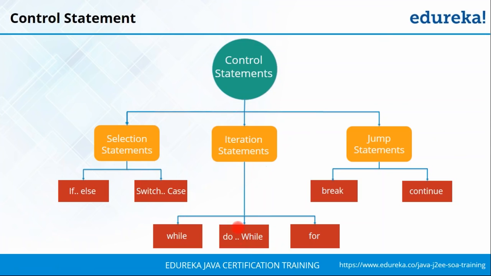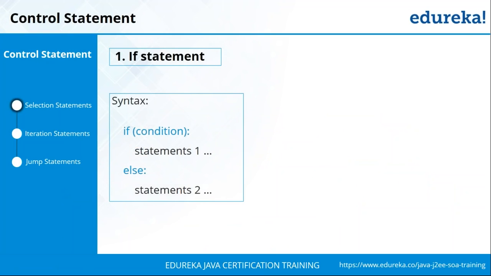After that you have your iteration statements, or as they are better known, looping statements. So there are mainly three types of loops in Java. You have your while loop, you have your do while loop, and you have your for loop. And finally we have the jump statements, that is break and continue, which will be used to jump to a specific point in your program. Now don't worry, we'll be discussing each of them in detail. So now that you've got an overview of the various control statements, let's move forward and look at each of them one by one. We'll start off with the if statement.